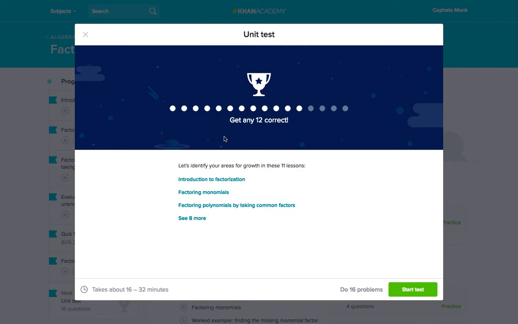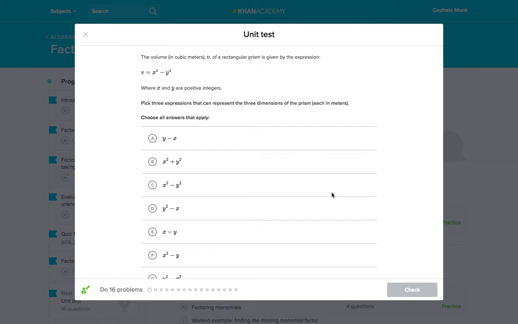Okay, and I think since it is getting a little late, I'm going to try to complete this whole section, and then we'll pick up whenever this is completed. The volume of a rectangular prism.